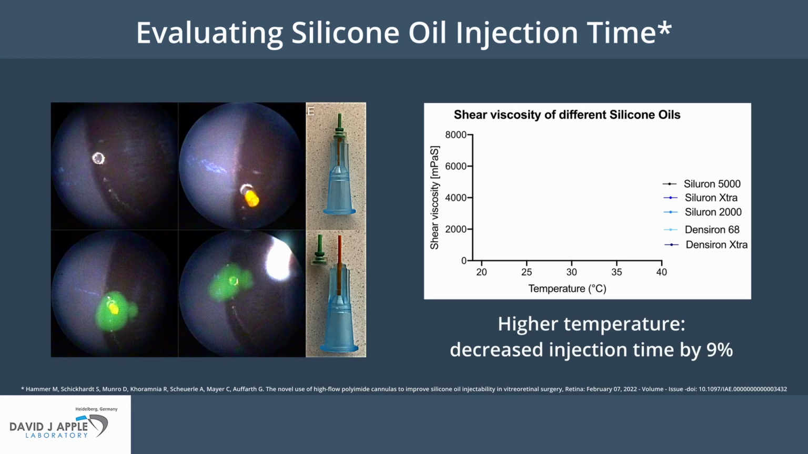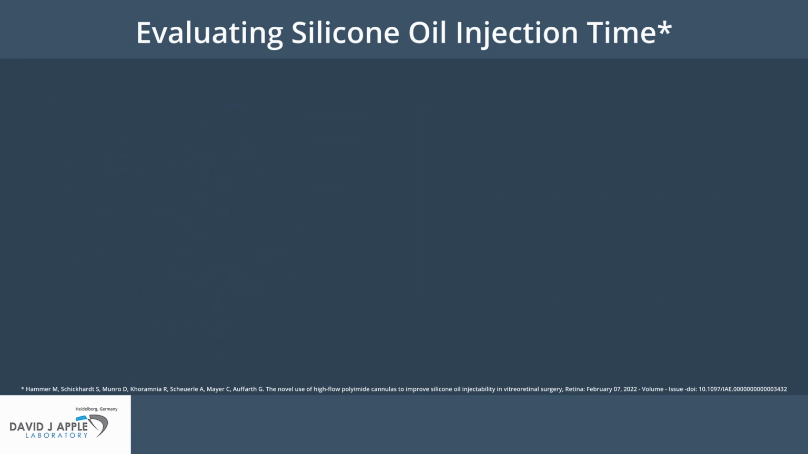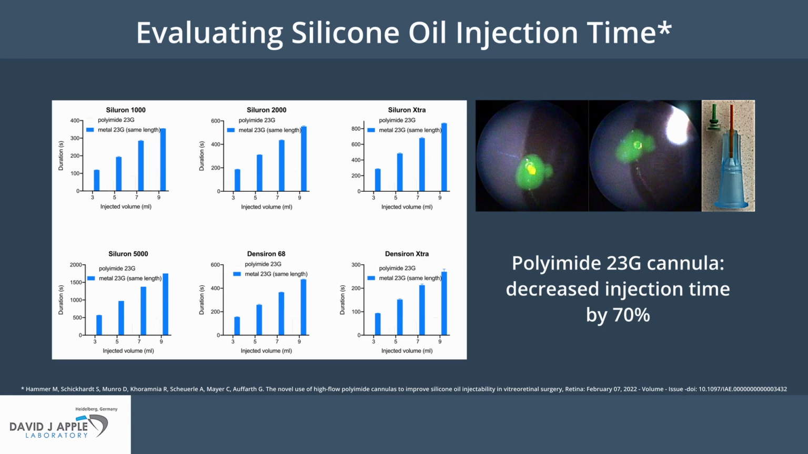Shear viscosity of the oils decreased slightly with temperature, but it only helped us by 9% reducing the injection time. Much more efficient was the new cannula. We could reduce the injection time by 70% using this new cannula made from polyimide.